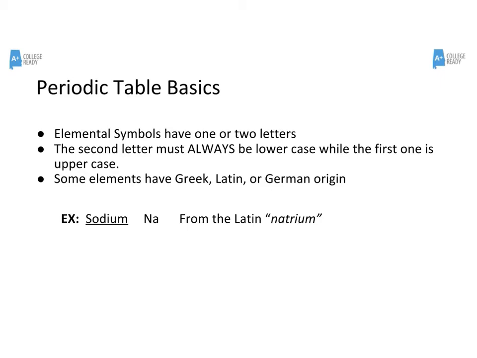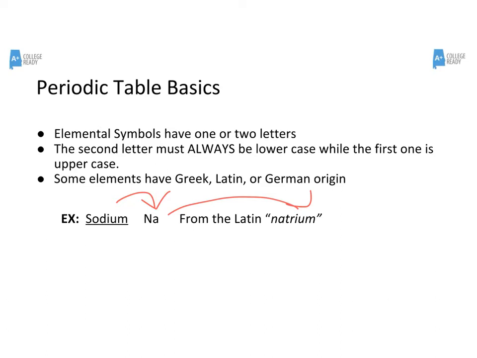While most of the elements have English origins, meaning that the symbol usually is pulled from the first one or two letters of that English word, some elements have Greek, Latin, or German origin and are kind of unexpected. For example, sodium comes from the Latin word, and has the symbol Na. That symbol comes from the Latin term natrium.